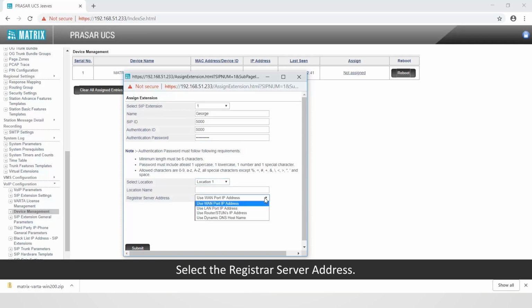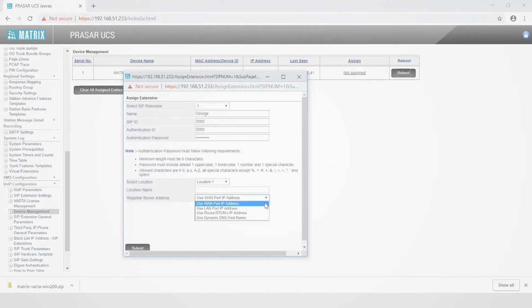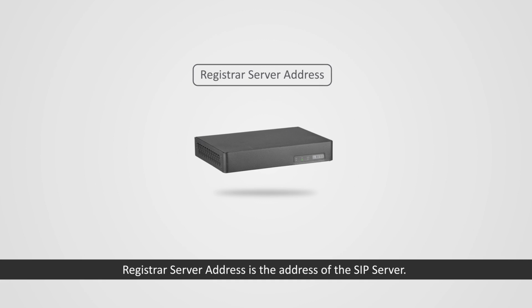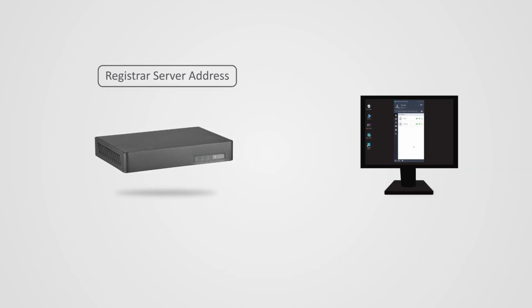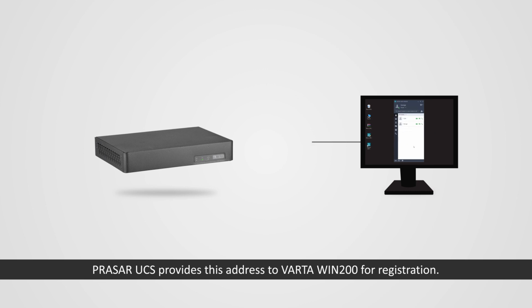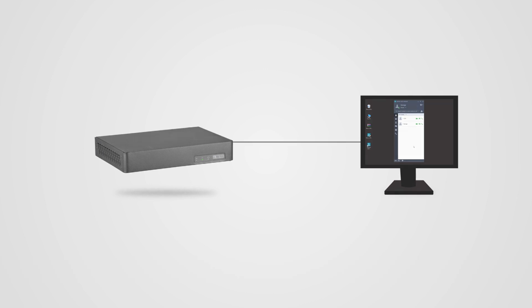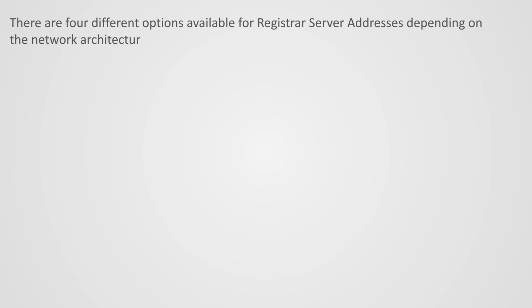Select the registrar server address. Registrar server address is the address of the SIP server. PRASAR UCS provides this address to VARTA WIN200 for registration. There are 4 different options available for registrar server addresses depending on the network architecture.